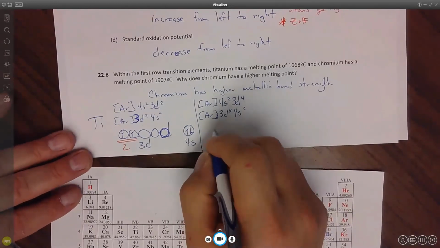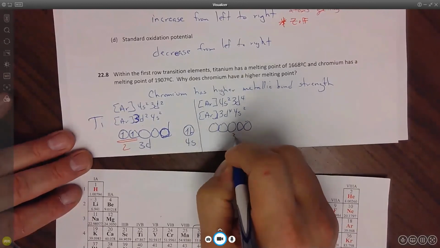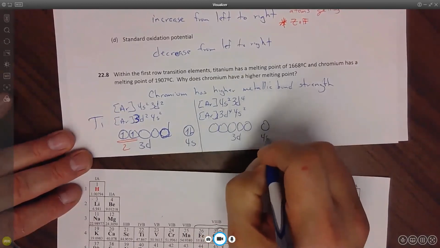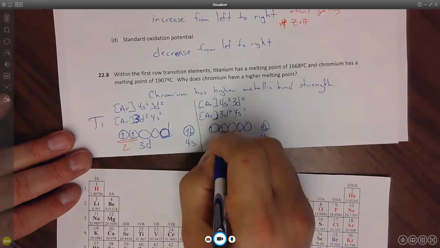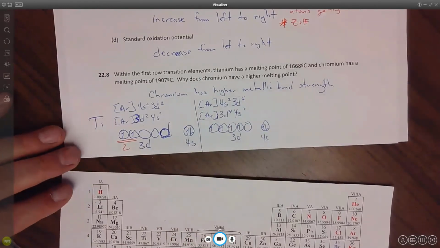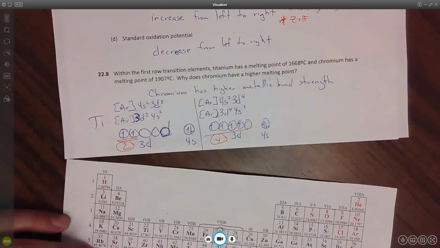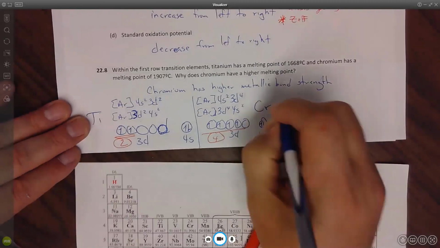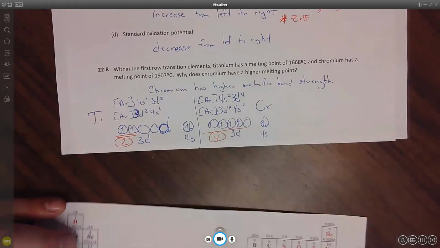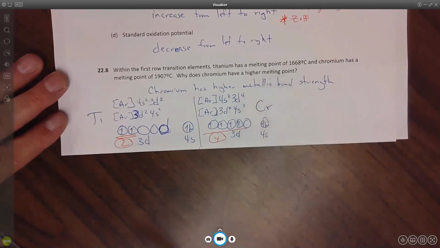So how many unpaired electrons then? There is 4 unpaired electrons. Yeah, right. So our s is filled, and then we have 1, 2, 3, 4. So this guy has 4 unpaired electrons, and this guy only has 2. So the chromium is going to have the higher bond strength. So therefore, it's going to have the higher melting point.